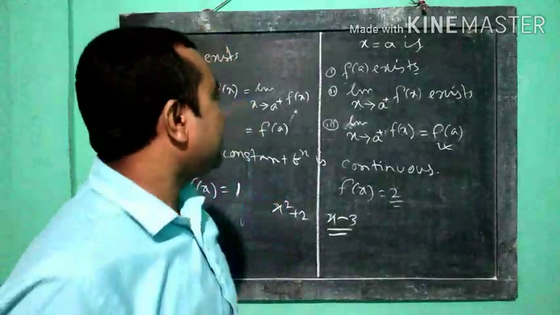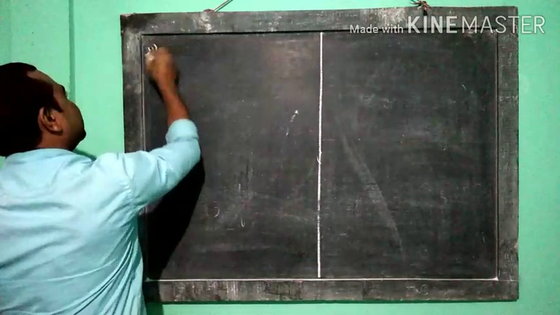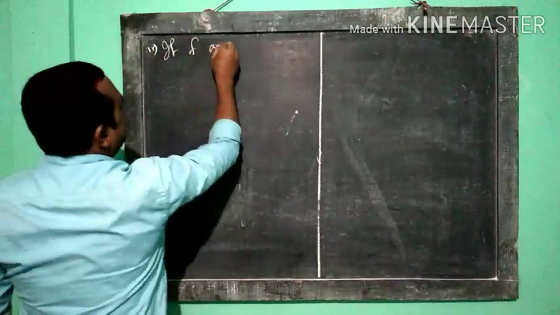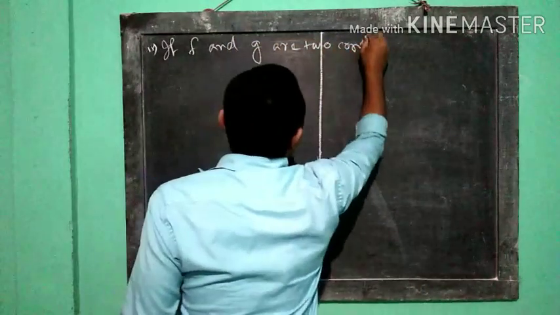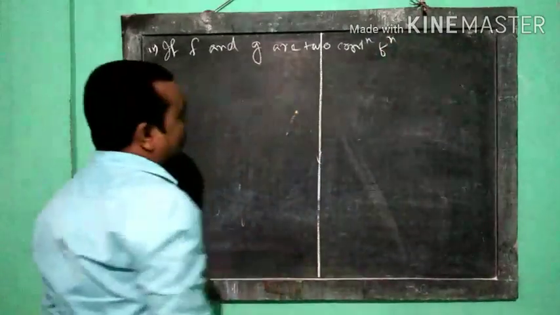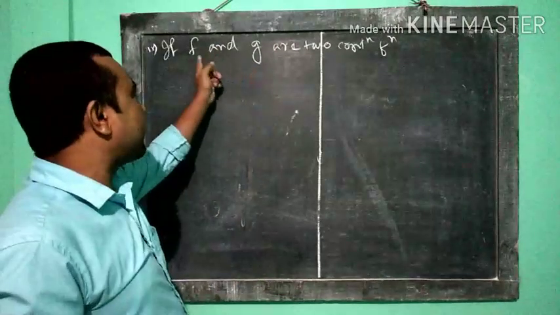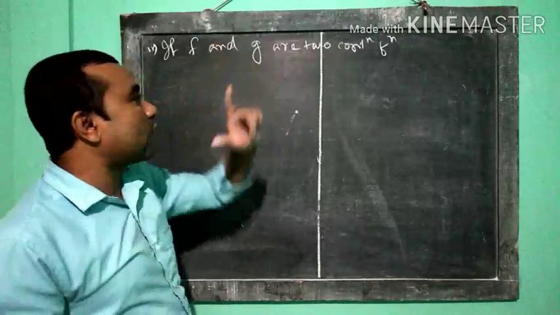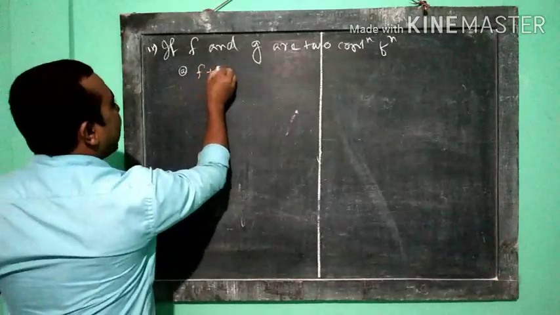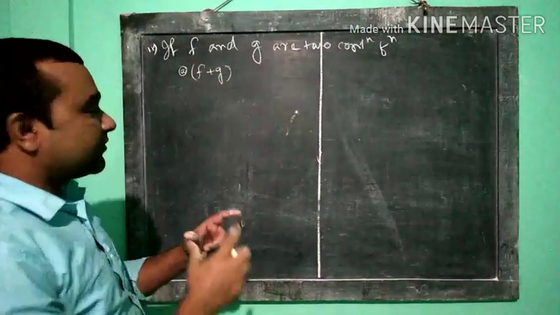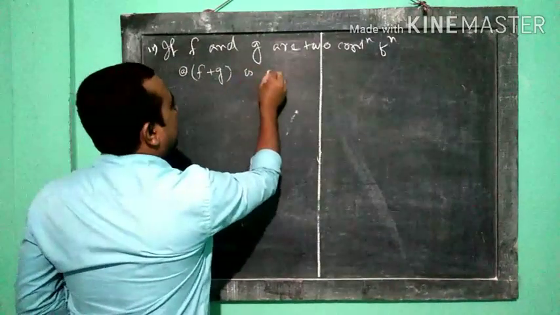Number 4 is, if f and g are two continuous functions, f and g both are continuous functions. One thing to remember, f and g must be continuous functions. If f and g are continuous functions, then number a, f plus g, that means the addition of two continuous functions is always a continuous function. f plus g is continuous.